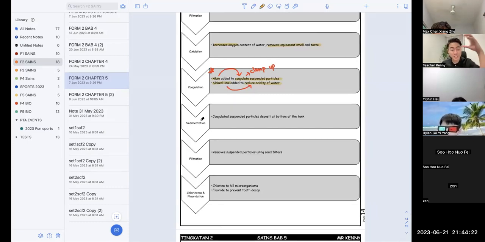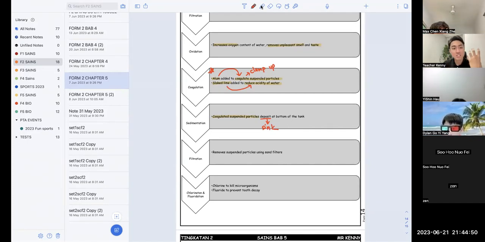Next, we go into the next process. You see, look at the picture, sedimentation. Slowly sink. Who is the one sinking? It's no longer suspended particles. It is a bigger version, we say coagulated, clumped up particles. Understand? They deposit. Wow, teacher, what is this? Bank? Deposit means sink to the bottom of the tank.